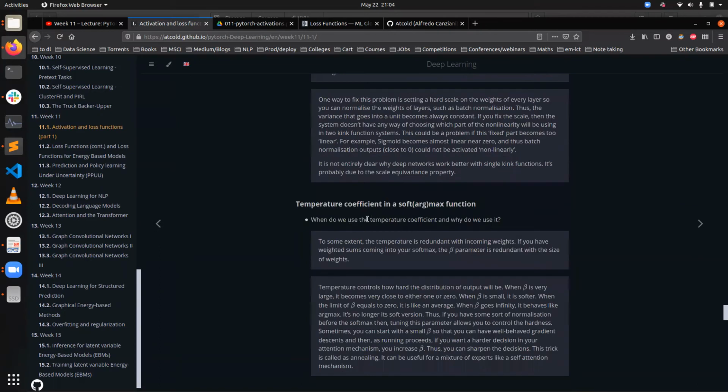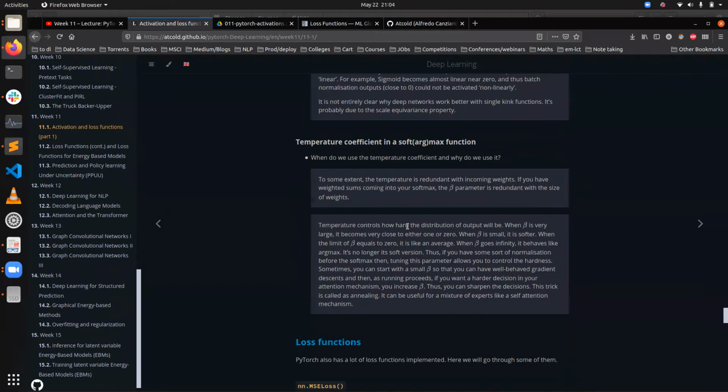Temperature coefficient. Someone asked about the temperature coefficient that's used in softmax. So temperature is redundant with the incoming weights. If you have weighted sums coming into your softmax, the beta parameter is redundant with the size of the weights.